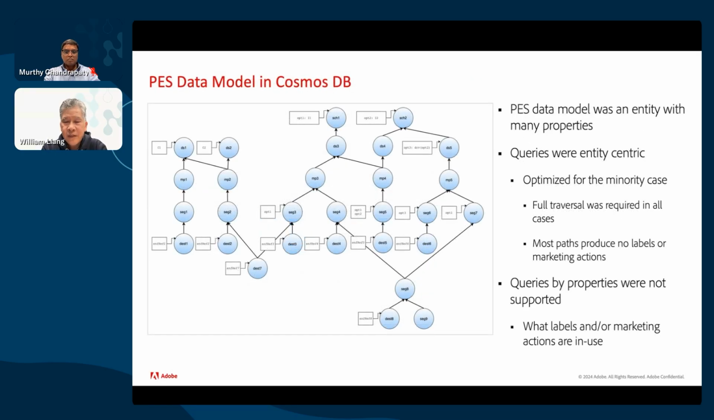CosmosDB being a document DB led us down a path where our data model was entity-centric. Every entity, every node, was fully self-contained with respect to its properties. That also led to business logic optimized for the minority case, meaning that to discover labels and marking actions, we had to do a full traversal. The problem was that most paths didn't result in any meaningful data, so it was a lot of work for no gain.